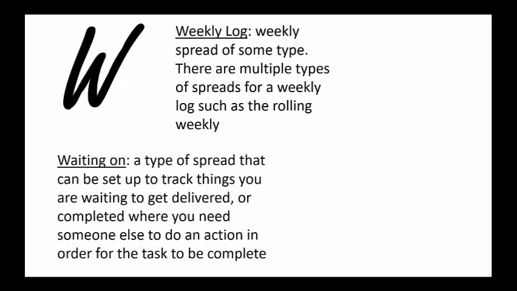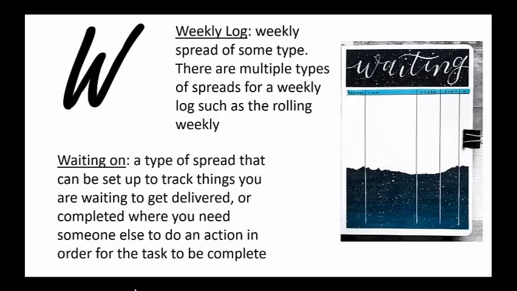After that, we have waiting on. Waiting on is a type of spread that can be set up to track things you're waiting to get delivered or completed where you need someone else to do an action. Typically, I use my waiting on and write down when I have an Amazon order in delivery so I know to follow up if it hasn't been delivered by a certain date. Personally, I find the waiting on spread really helpful this time of the year to make sure I track all those different deliveries coming in and I don't forget when something's coming. This also helps me keep it organized and I don't forget that I had an order.